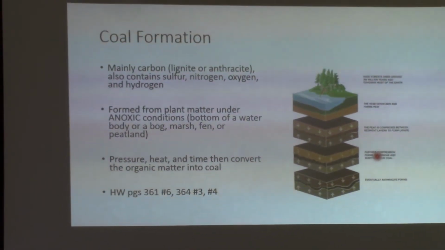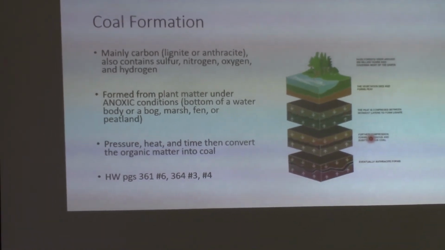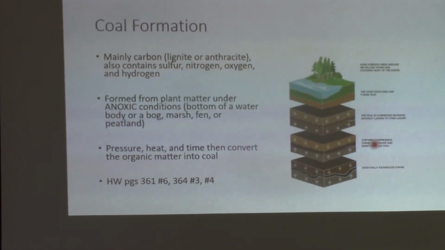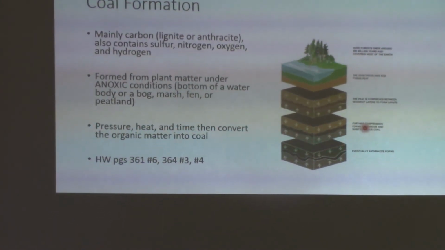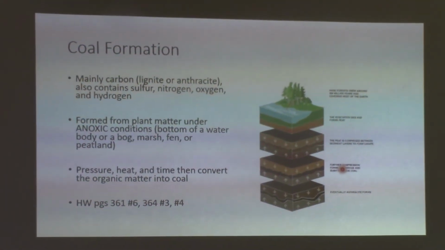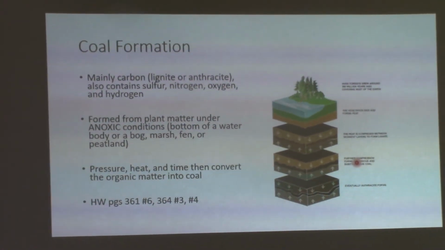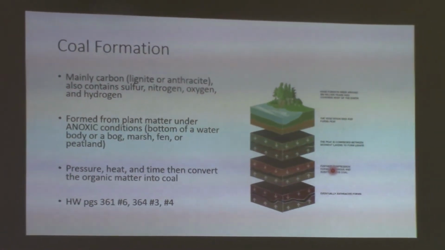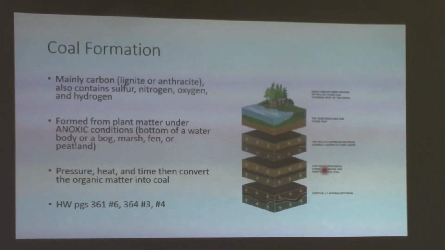Pressure, heat, and time convert the terrestrial resource into coal. All right? So they come from standing water. So you can see bog, marshes, fens. Now, fens are wetlands that are created from natural springs. And peat, right, is anoxic, decomposed marshland, right? Peat houses a ton of carbon. So as we burn peatlands, we release a ton of carbon into the atmosphere.